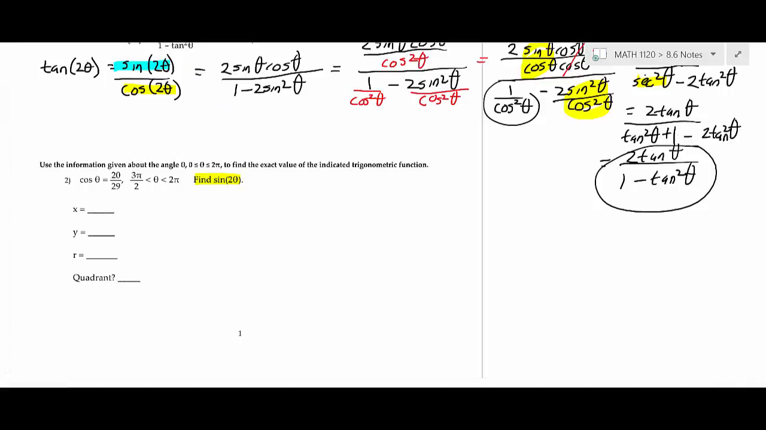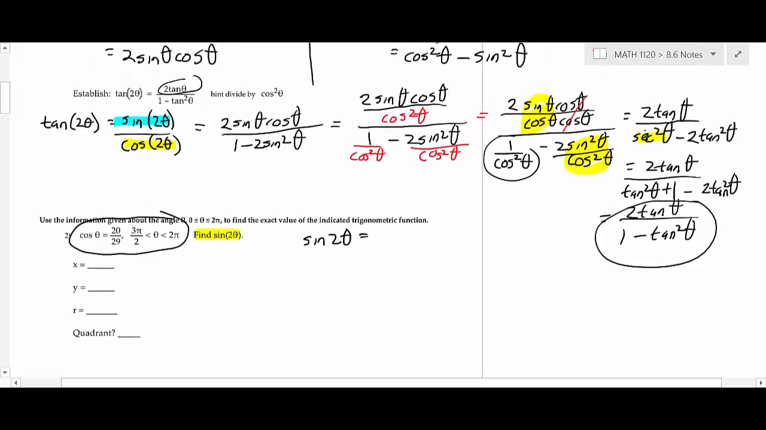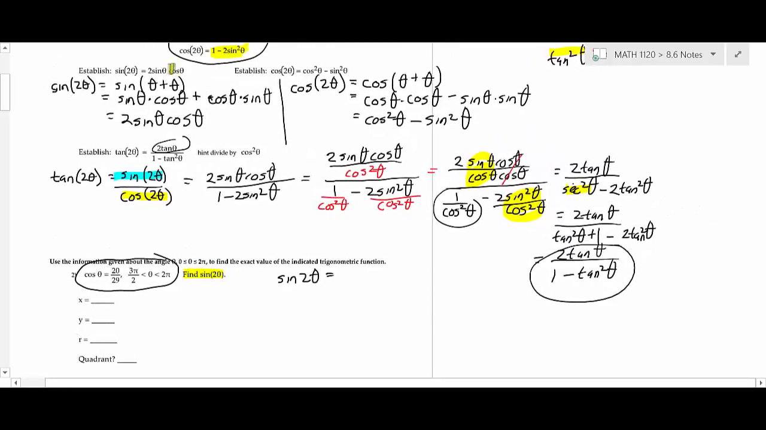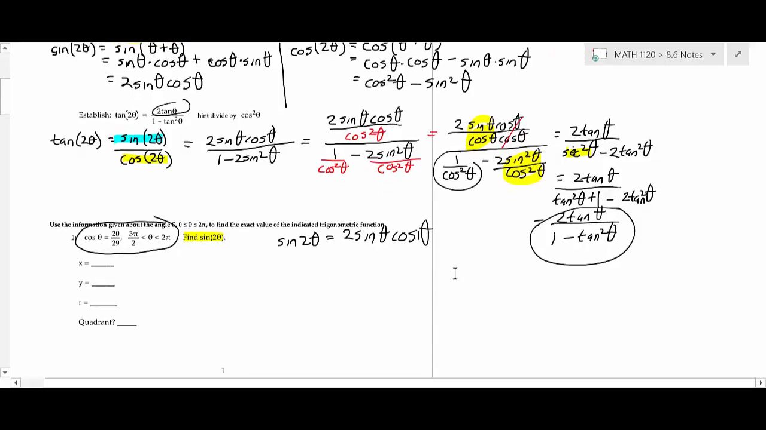So our job is to find the sine of 2 theta based on this piece of information that I gave you. I've given you enough to figure that out. The first thing you'd want to do is say, okay, I'm doing a sine of 2 theta, so I'm going to pull out that identity right there. That's equal to 2 sine theta cosine theta. And I've given you enough information to know what the sine and the cosine are in this problem.